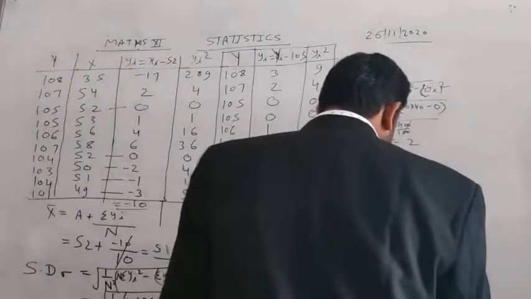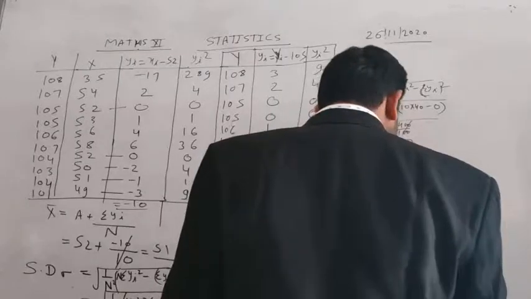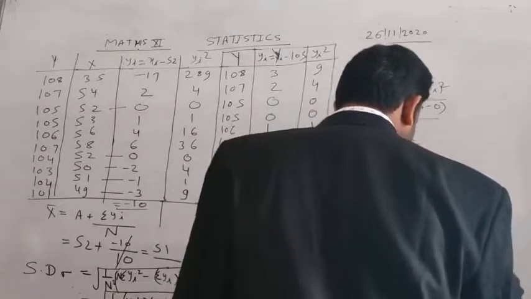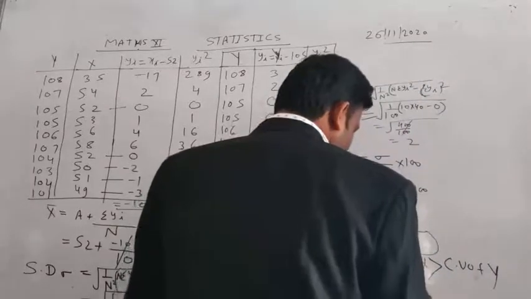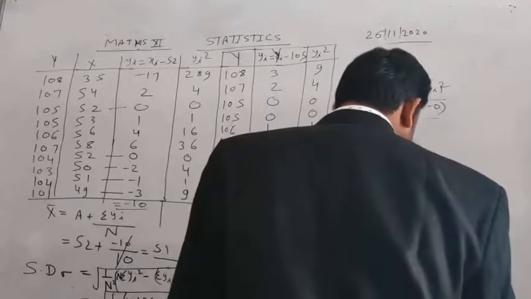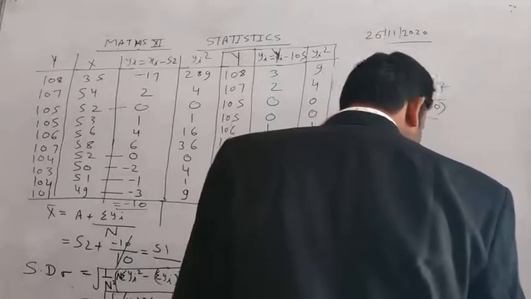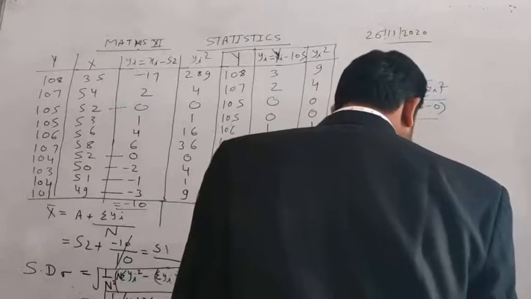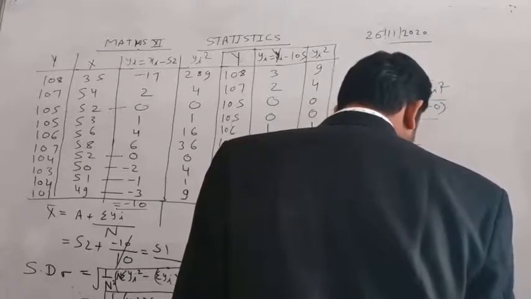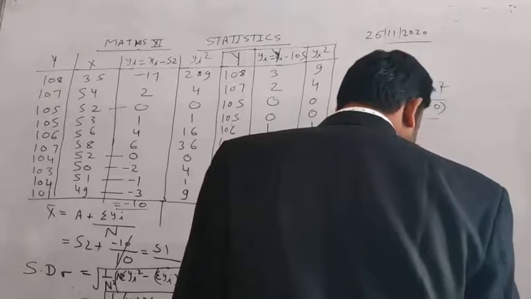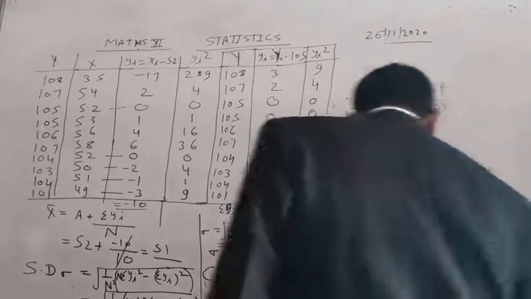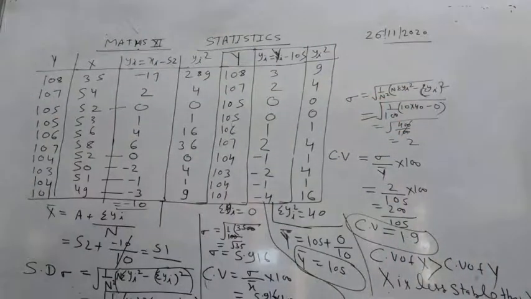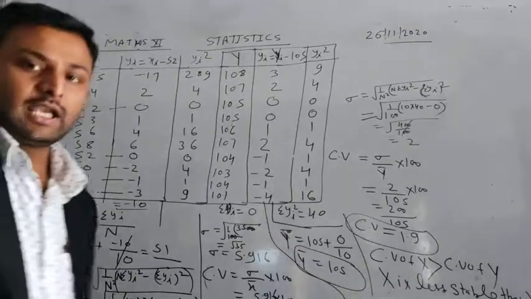So CV of x is greater than CV of y. So x is less stable than y. We can say that y is more stable than x.